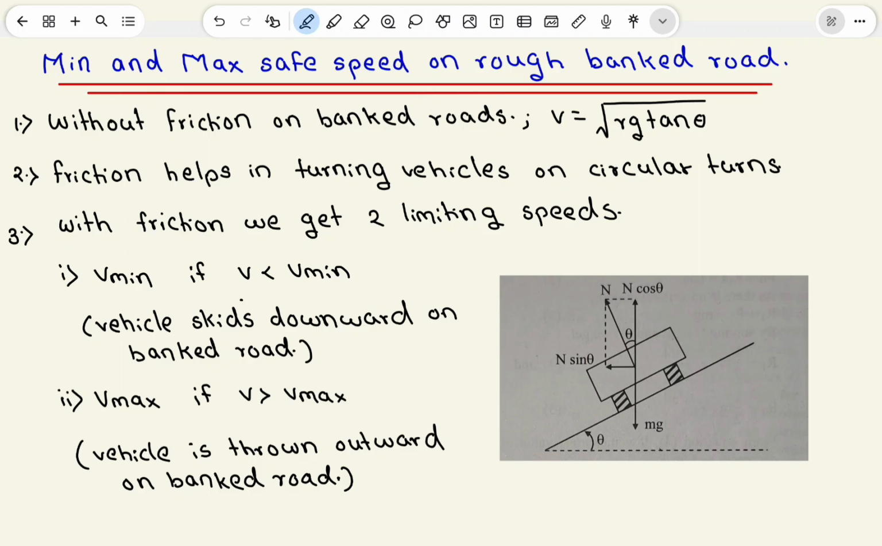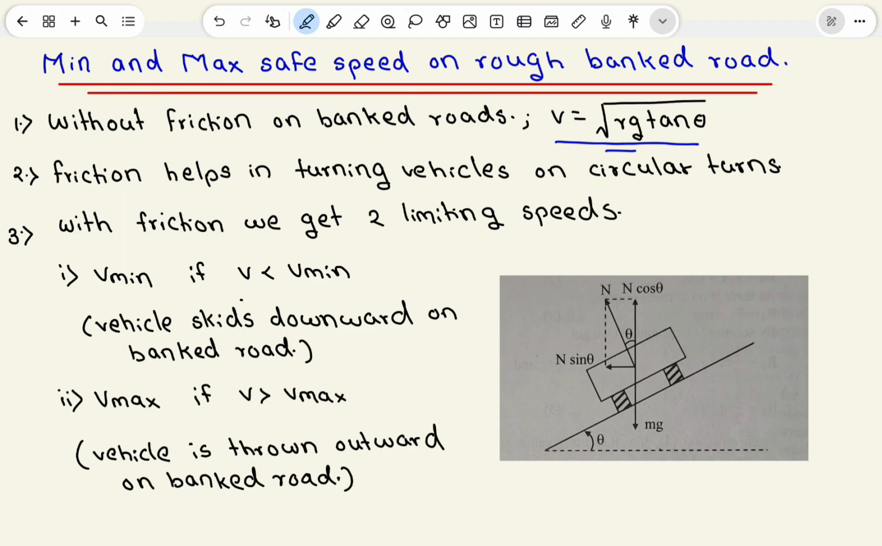When we did not consider friction, the formula for the angle of banking was tan theta is equal to v square by rg. By rearranging that formula, we can get the speed as under root rg tan theta. This is the speed with which the vehicle moves on a smooth banked road. But it is beneficial to involve friction in our calculations, because friction will help us in turning on circular roads. So if it's possible, we should involve friction.